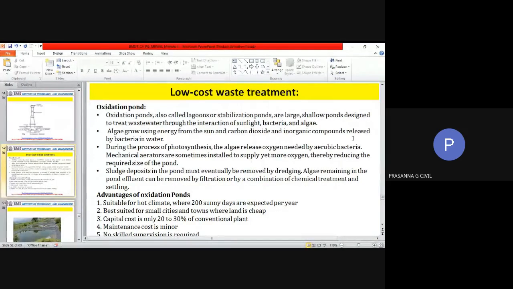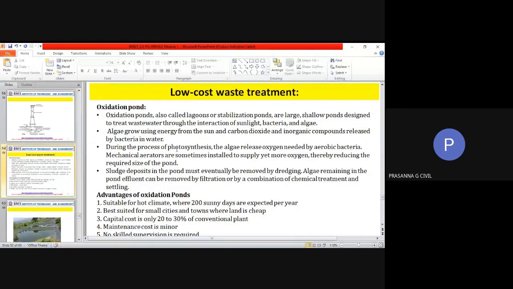This can be used up by the aerobic organisms, and sometimes when they are having a slightly deeper pond, they will have to use mechanical aerators. But when it is a low-cost treatment plant, this can be avoided. Now, I'll tell you where they use this.